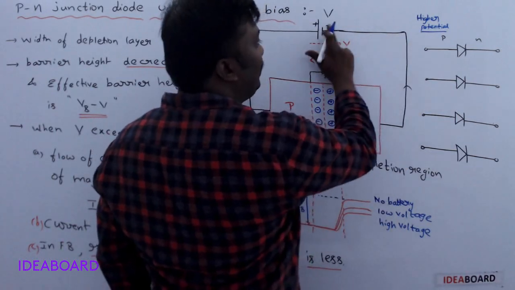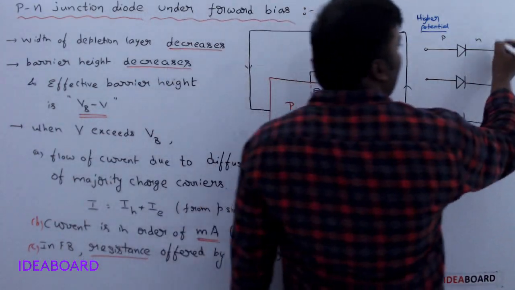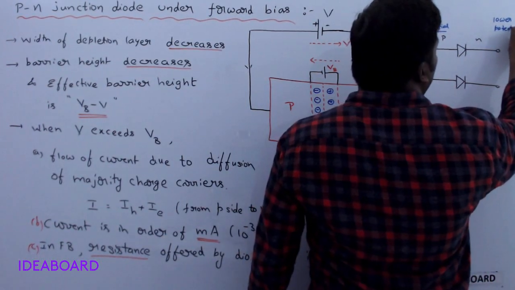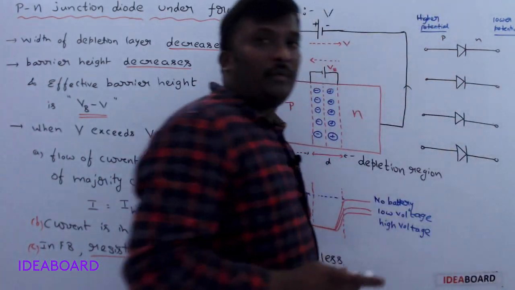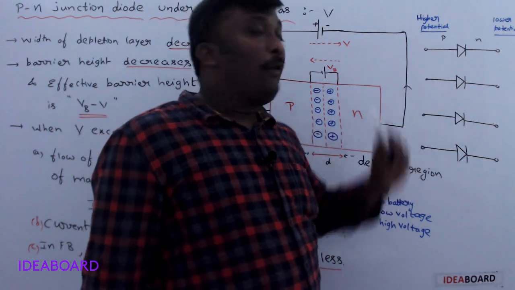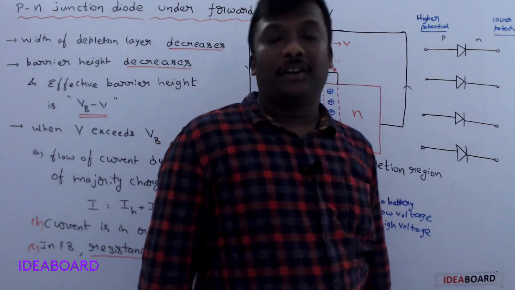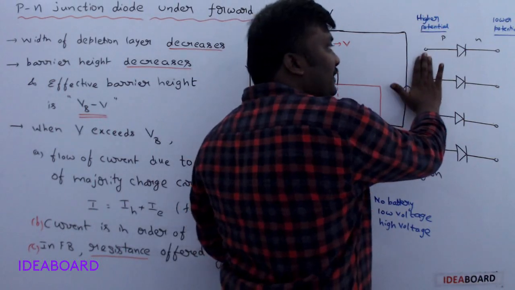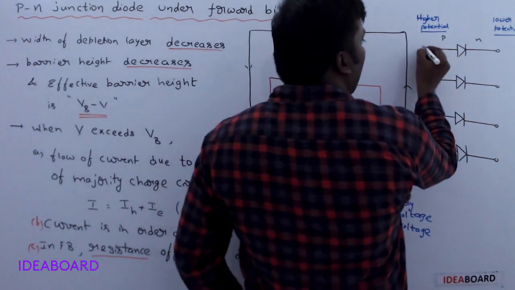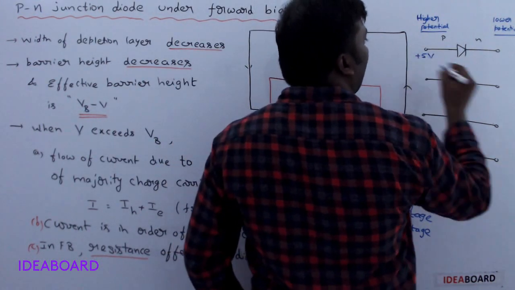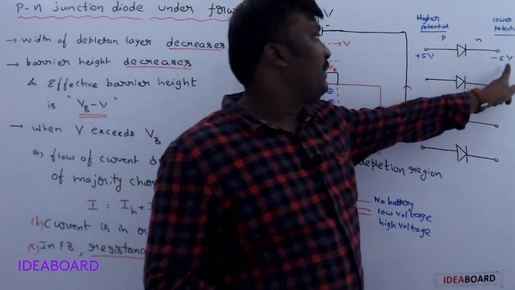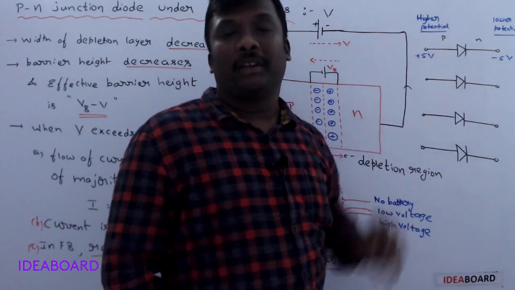N is connected to the negative terminal of the battery now. That's why it is always at lower potential. The P region is always at higher potential with respect to the N region. This side's voltage is more compared to this one. Try to understand: suppose here I take plus 5 volt and here I take minus 5 volt. Plus 5 volt is more than minus 5 volt. That's why it is a forward bias.